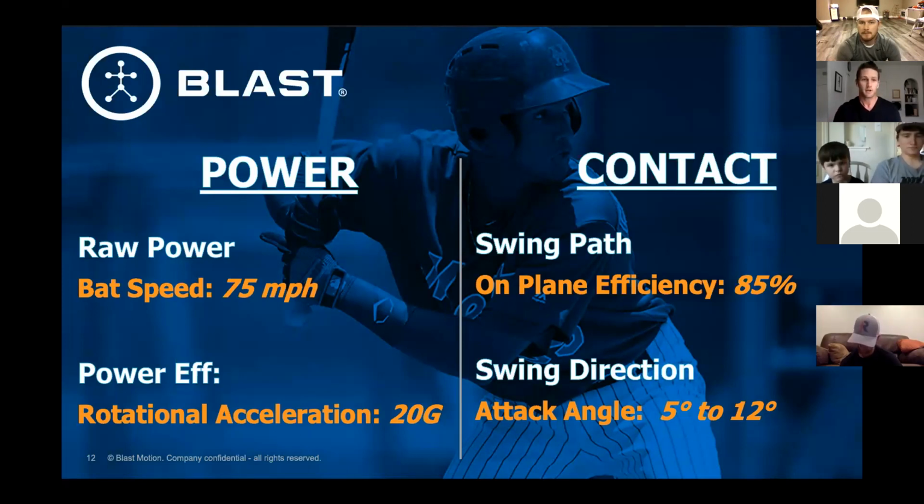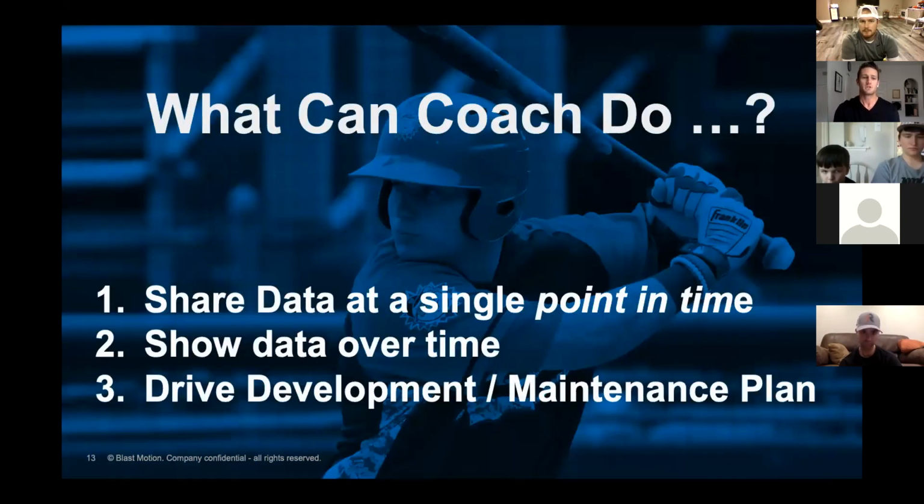So now you're looking at, guys, you've got the power side, you've got the contact side. Now, Blast measures a lot of stuff, but this is a great starting point to say, okay, what type of hitter do I have? On the power side, what is my bat speed on my raw power side, power efficiency on the rotational acceleration, and then my contact profiles. So as the coach, you can look at this data and say, okay, what can I do? You can share the data at a single point in time, let's say it's a month, whether you're training one-on-one. You can show the data over time. And based on those two things, you'll drive development or a maintenance plan, because a lot of times during season, you've got to maintain it.